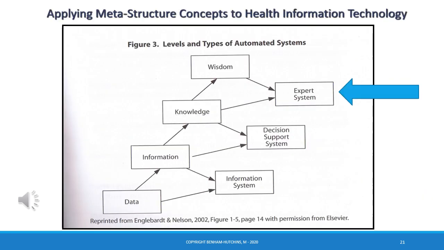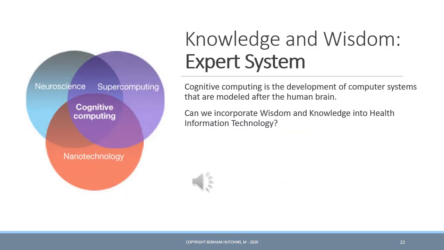Next, we will discuss expert systems. This is one of those deep questions. Can we incorporate wisdom and knowledge into health information technology? This would be something that would be required of an expert system. Cognitive computing is the development of computer systems that are modeled after the human brain. So they bring together nanotechnology, neuroscience, supercomputing, and that is cognitive computing. This is still something that people are working on.